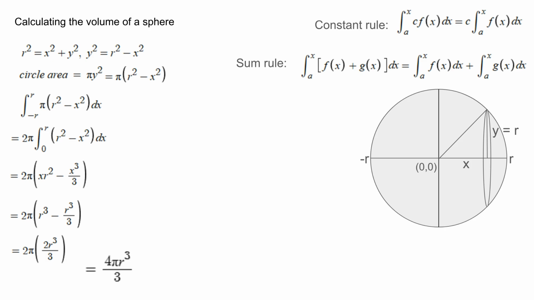Then this simplifies into 2 pi times 2r cubed over 3, which then simplifies into 4 pi r cubed all over 3, which actually equals the equation for the volume of a sphere.